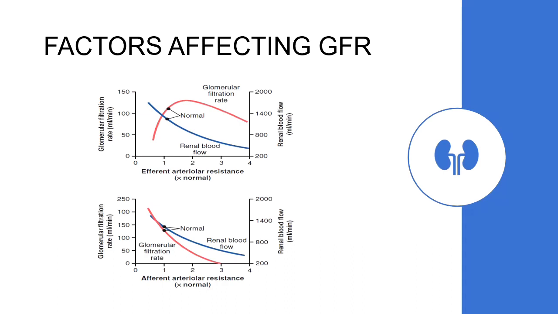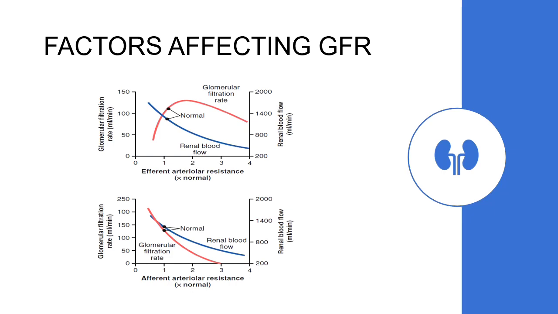We can understand what we discussed previously with the help of these two graphs. In the first graph, we can see the effect of efferent arteriolar resistance on glomerular filtration rate and renal blood flow. An increase in the efferent arteriolar resistance to twice, thrice, and then 4 times its value is causing a marked decrease in the renal blood flow, which is expected. But on GFR, the effect is somewhat different.